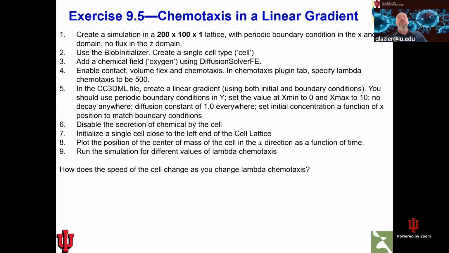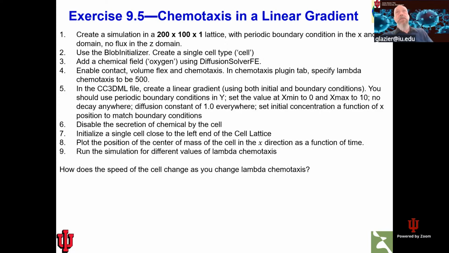Well, okay, so sorry. The cell lattice could be periodic in both directions. That's not a problem. You don't want the chemical field to be periodic because you want to create a gradient, and so you don't want the chemical field to be diffusing around the edge. So why don't you see about that? And then once you've got a chemical gradient and the cell, you can change the lambda chemo and see how it responds. Okay.